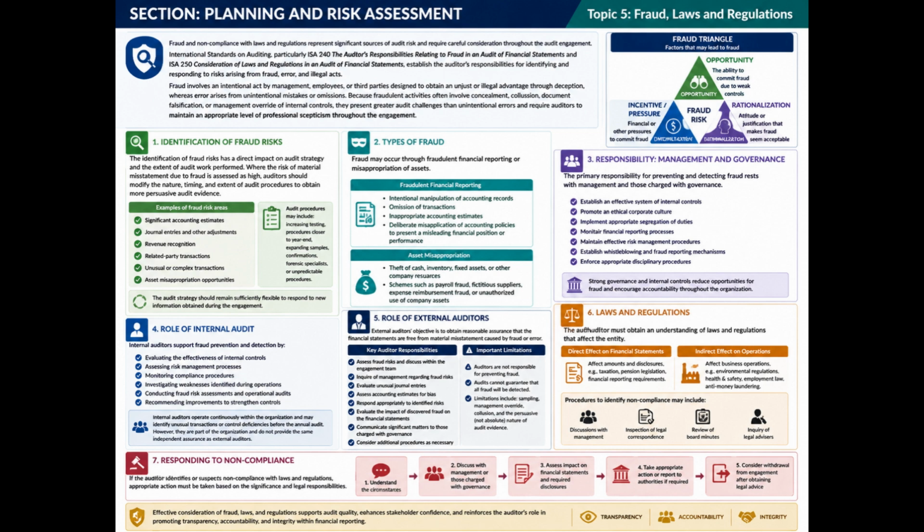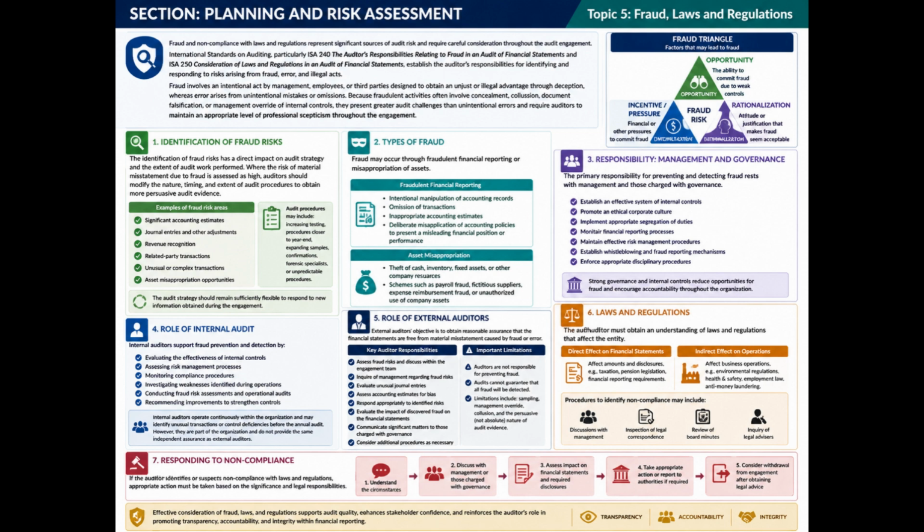The auditor also has important responsibilities regarding compliance with laws and regulations affecting the entity. Laws and regulations may have either a direct effect on financial statement amounts and disclosures, such as taxation and pension legislation, or an indirect effect on business operations, including environmental regulations, health and safety legislation, employment law, and anti-money laundering requirements.